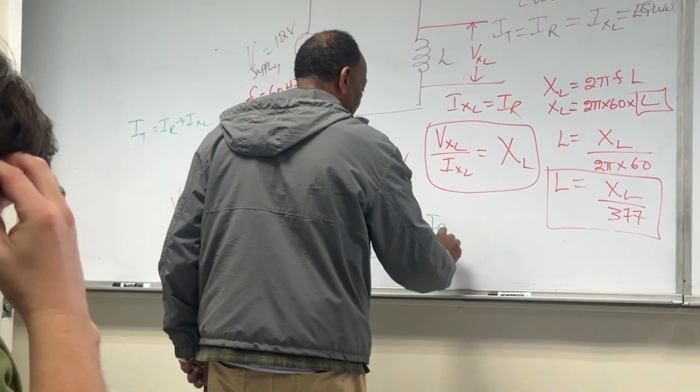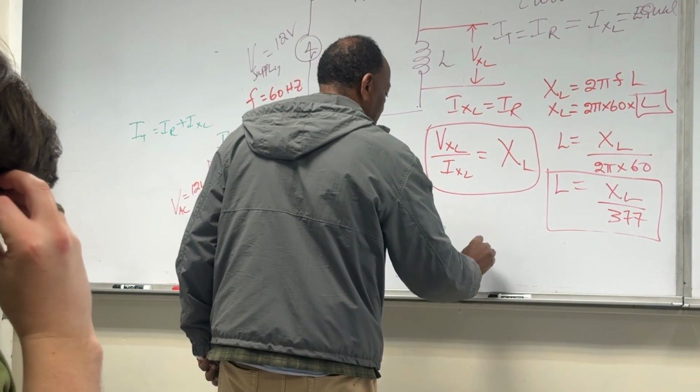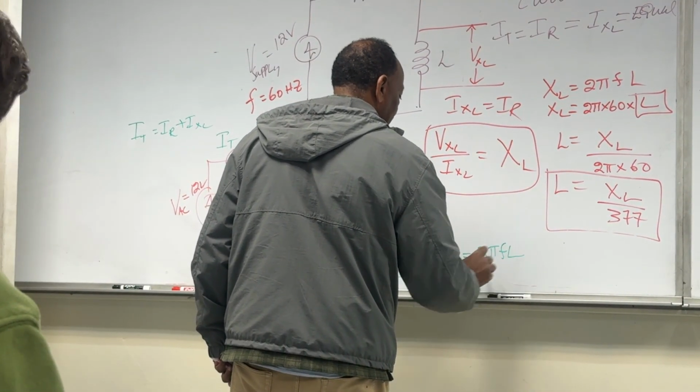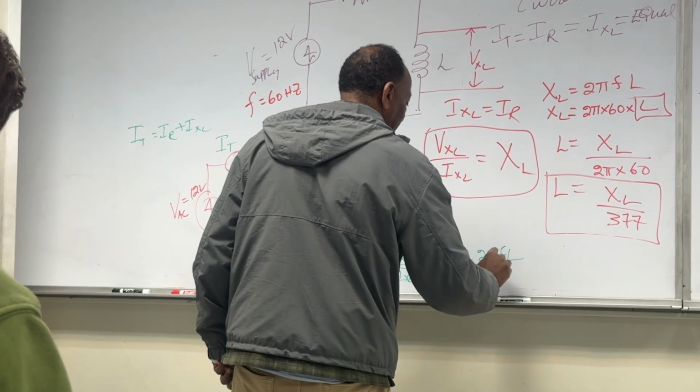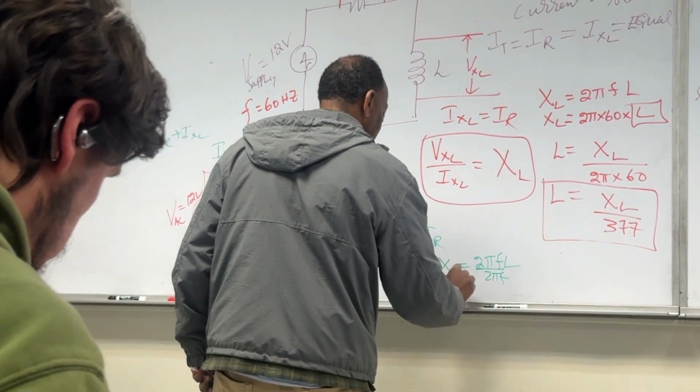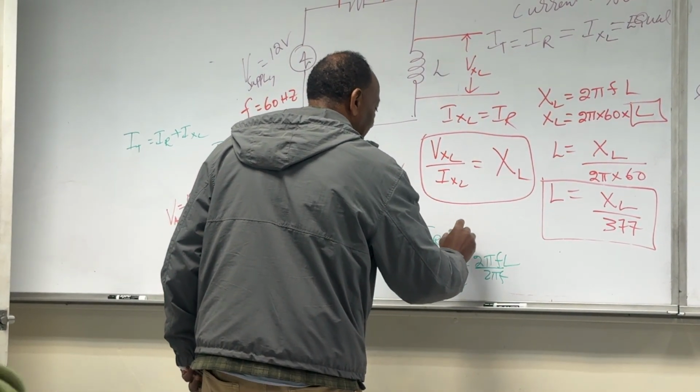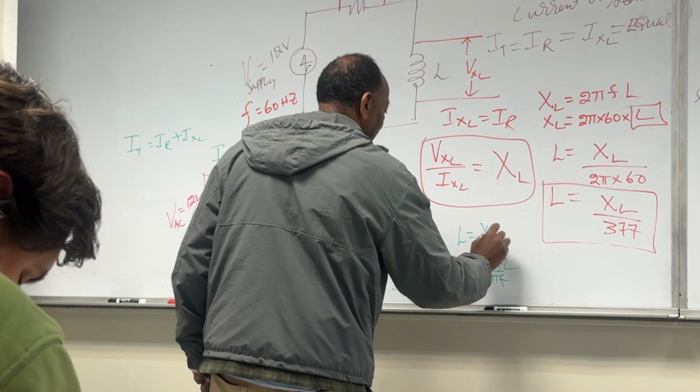Then basically if I know XL, I can just say it's 2 pi F times L, and then divide by 2 pi F. And then L is going to be equal to XL divided by 2 pi F.